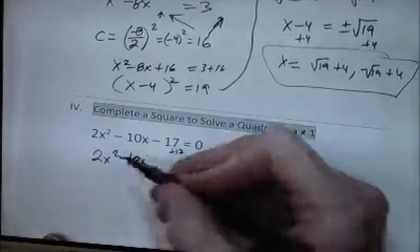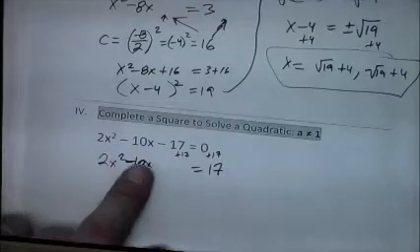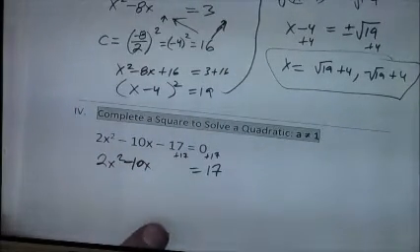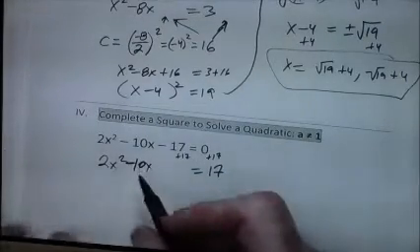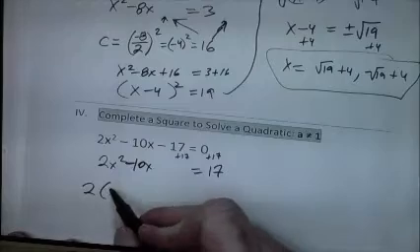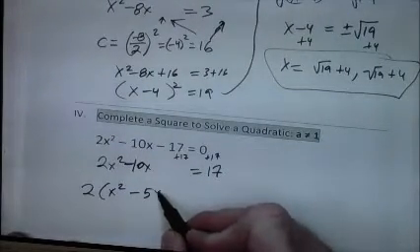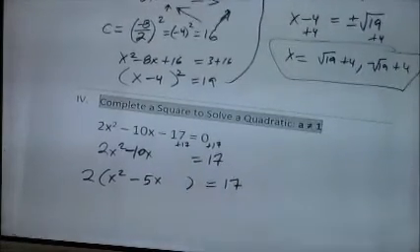Now when I look at it, I see the fact that this is 2 and that's 10. And 10 is divisible by 2, it would be really pretty easy to take it out as a common factor. That's the key to doing this. I'm going to take a 2 out of both of those. Minus 5x.